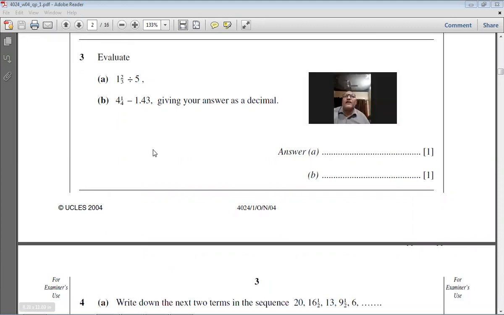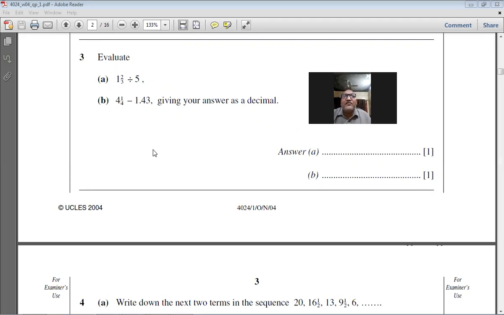Okay, so we have question number 3. It says 1 whole 2 by 3 divided by 5. And very easily we can solve it. 3 ones are 3, 3 plus 2, that will be 5. 5 by 3 divided by 5. So you convert that divide sign into a multiplication sign. So you will have 5 by 3 multiply 1 by 5. And 5 and 5 will be cancelled. So 1 by 3 will be the answer.